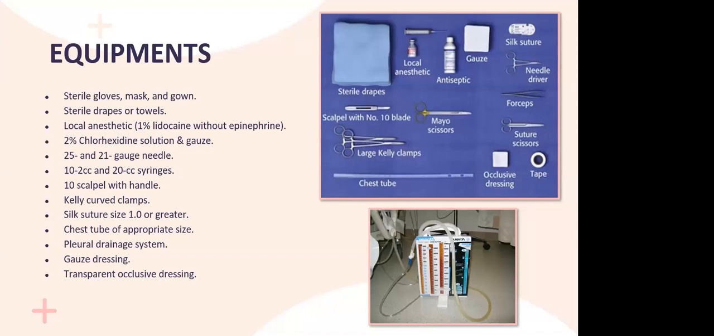Okay, so what are the equipments used for chest drainage? You can see in the picture on your right side, the equipments are sterile gloves, mask and gown, sterile drapes or towels, local anesthetic, which is 1% lidocaine, the antiseptic, 2% chlorhexidine, needle, syringe, scalpel, Kelly curve clamps, silk suture, chest tube of appropriate size, pleural drainage system, gauze dressing, and transparent occlusive dressing. Okay, next.